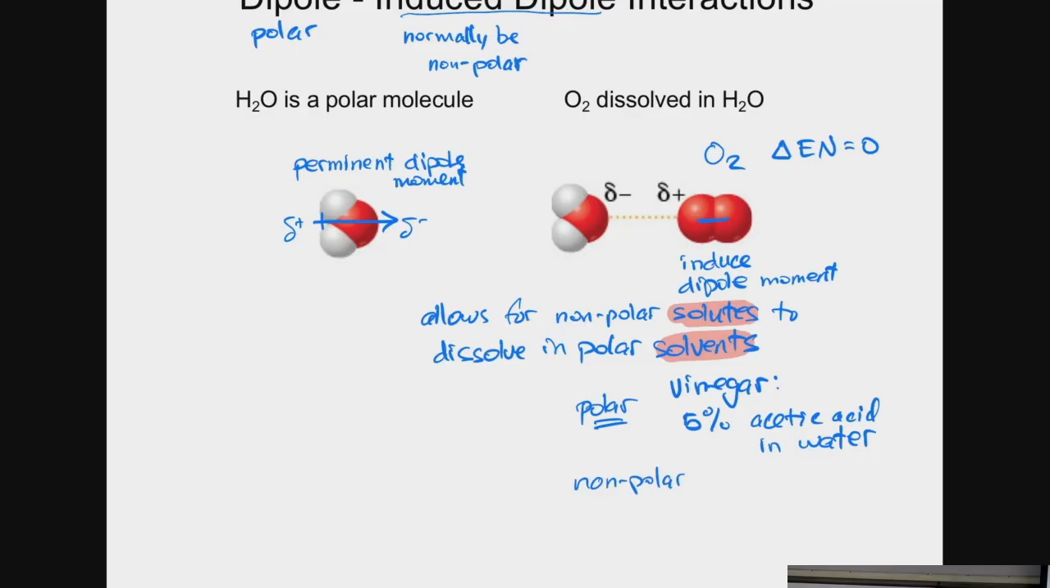So that's why when you don't mix up your Italian salad dressing, the two phases separate. The two liquid phases will separate. They don't want to mix.